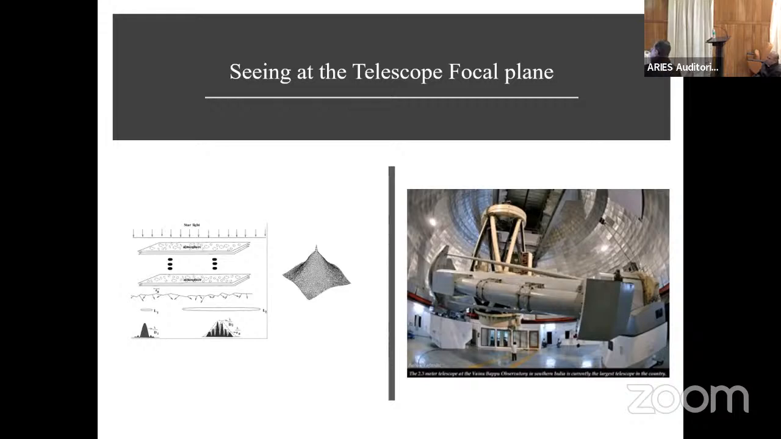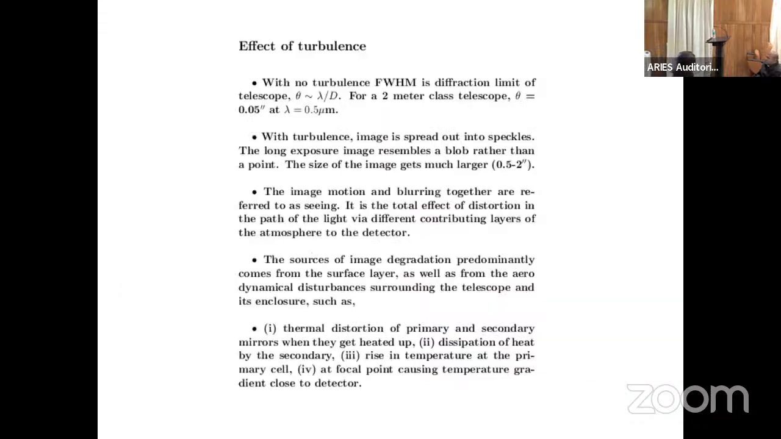Now, see, with no turbulence, theta will be lambda by D. D is the diameter of the telescope. Lambda is the wavelength which you are using. You are better off if you use infrared because r0 size increases as lambda to the power of 6 by 5. So this is optical. I calculated: if you take 0.5 micron lambda, then the telescope diffraction limit is 0.05.